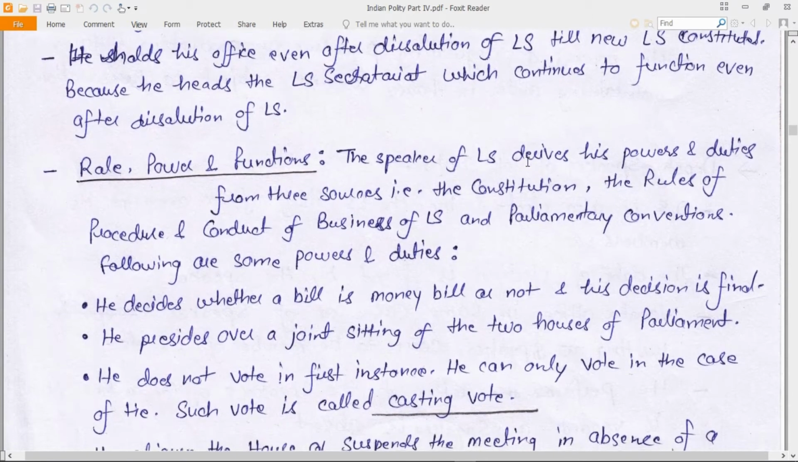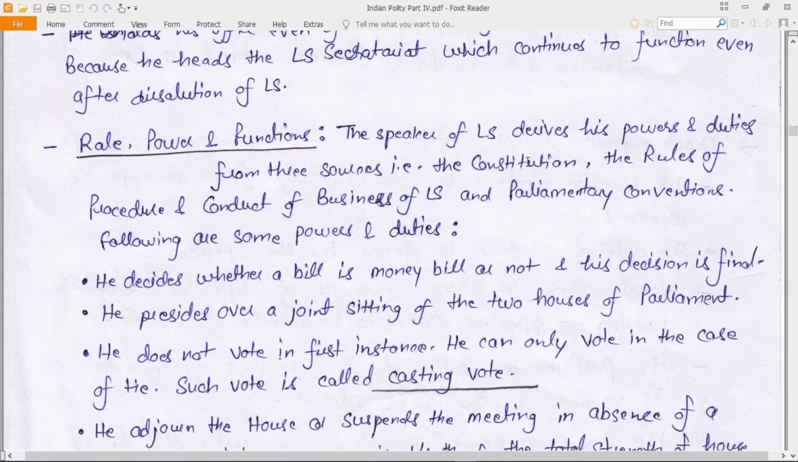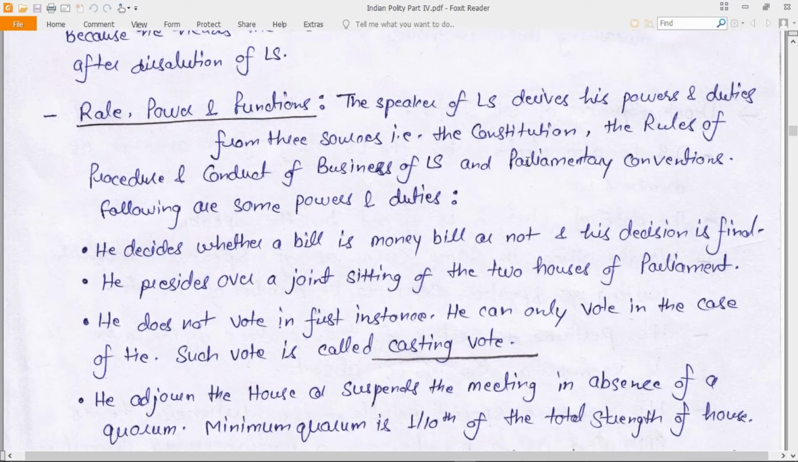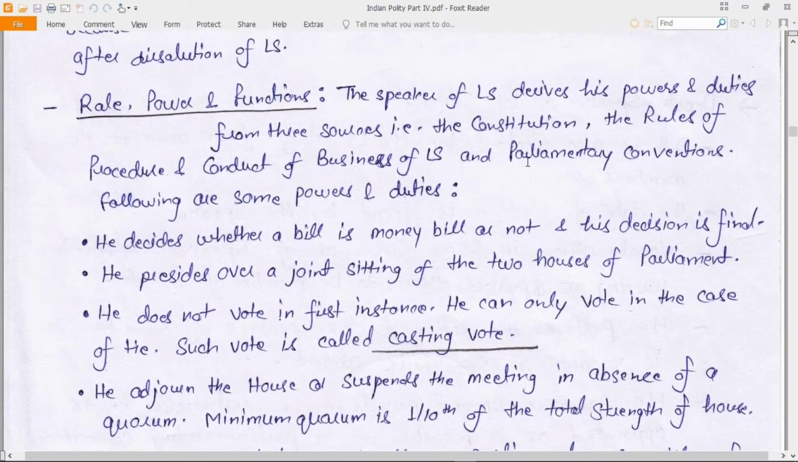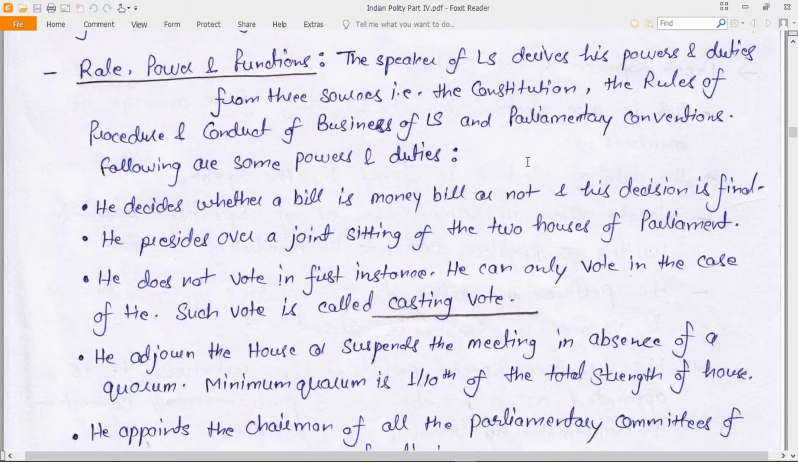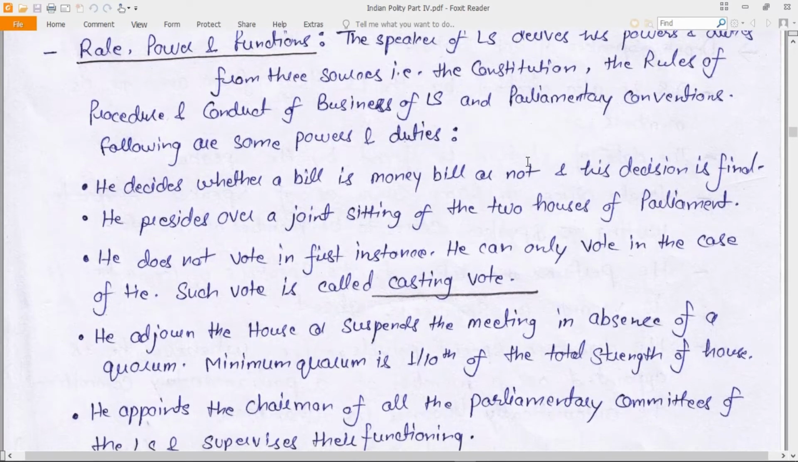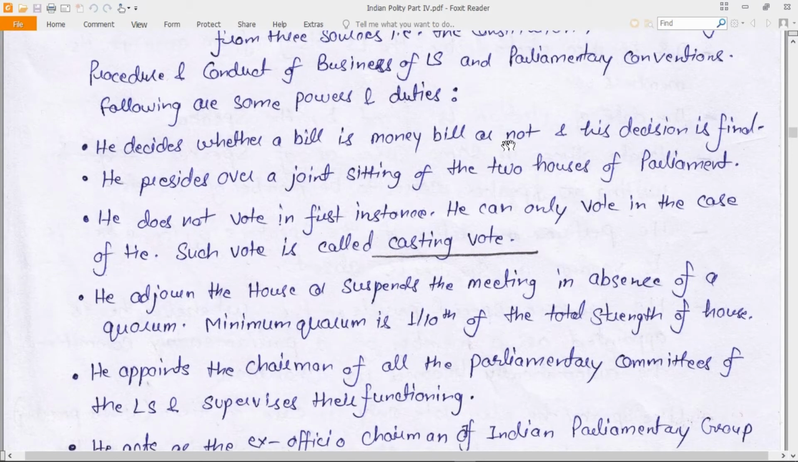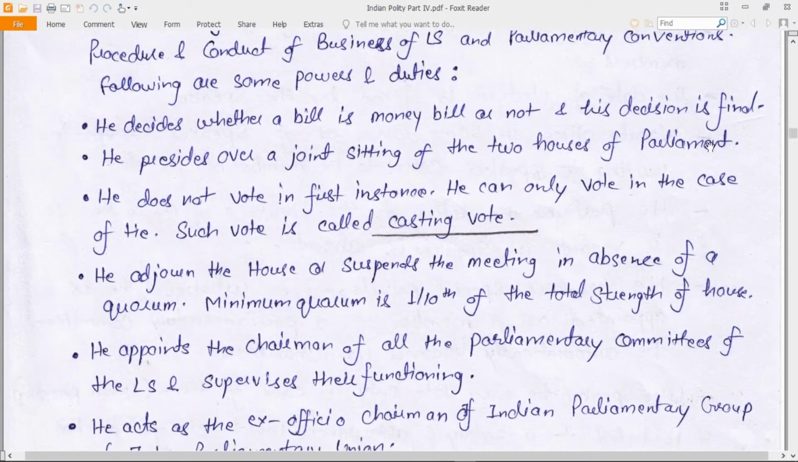Now, what are the role, powers and functions of the Speaker of Lok Sabha? The Speaker of Lok Sabha derives his powers and duties from three sources: the Constitution, the rules of procedure and conduct of business of Lok Sabha, and parliamentary conventions. Following are some of the powers and duties. He decides whether a bill is a money bill or not, and his decision is final.